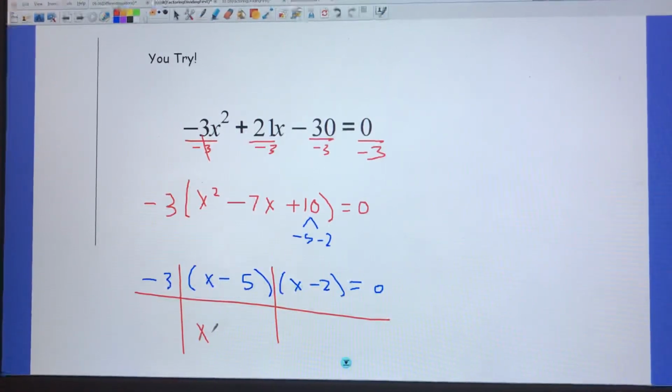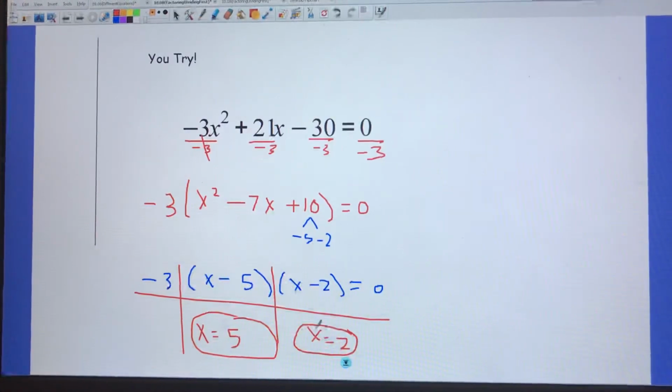x equals +5, x equals +2. Okay, so that should work. All right.